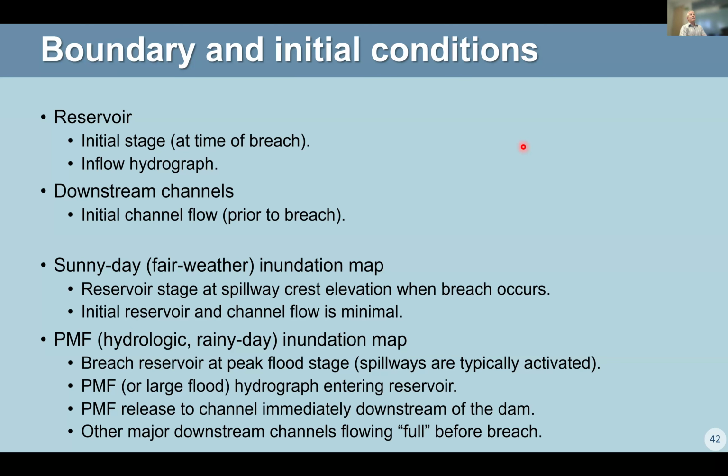So the water might rise above the emergency spillway crest because there's a very large storm happening. There might be some water downstream in the channels already, and there is water coming into the reservoir. These are two different scenarios. You can make maps for one or the other. We make both.